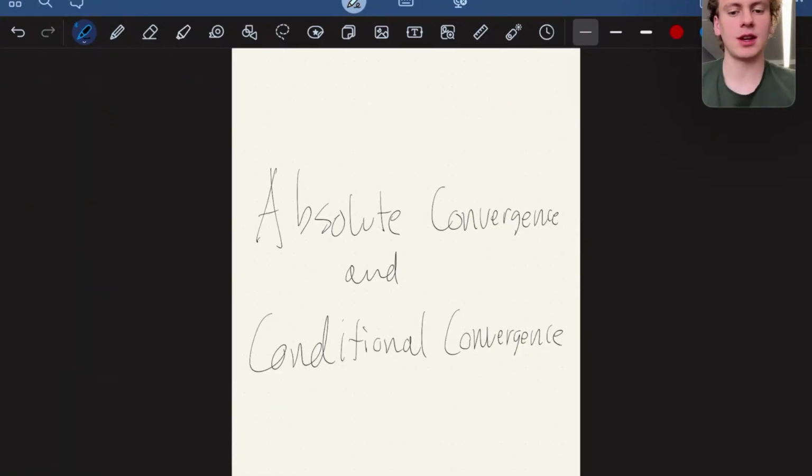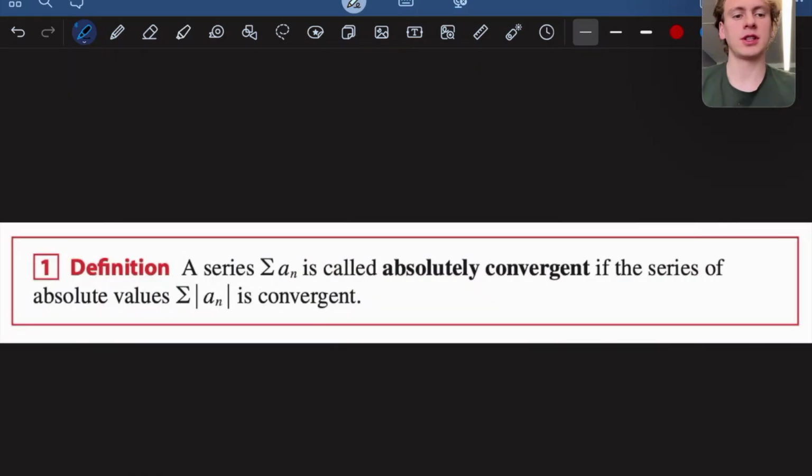Absolute convergence and conditional convergence. So let's start with a definition. A series is called absolutely convergent if the series of absolute values is convergent. We'll see what that means through an example.